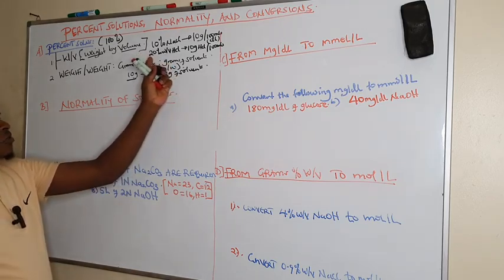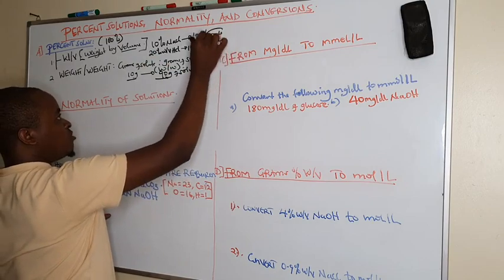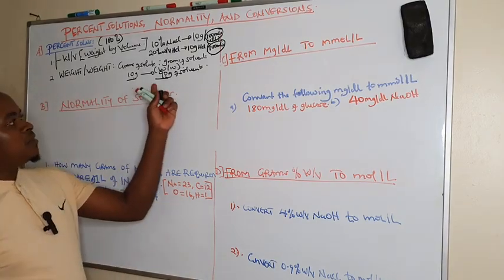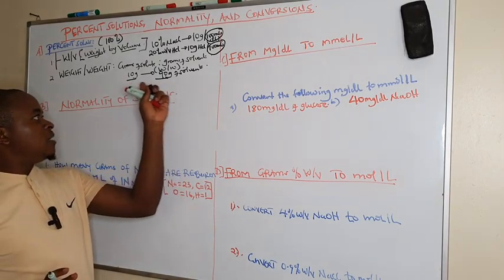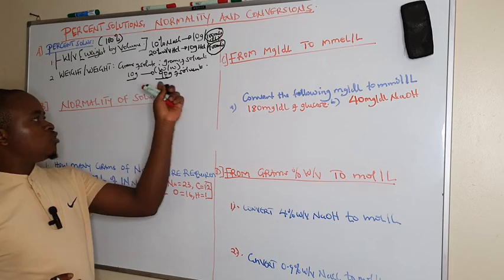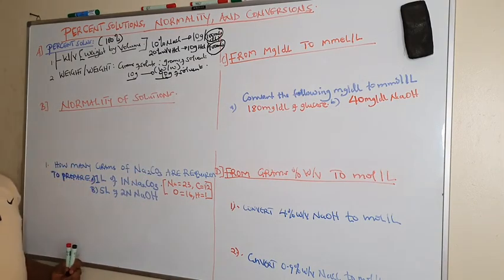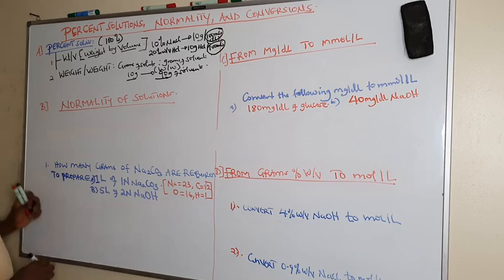For weight by volume, the total amount of solvent, the volume should be exactly 100. But for this, the volume can exceed 100, but the weight or the grams should be exactly 100. That's why it is not commonly used. The commonly used one is weight by volume.